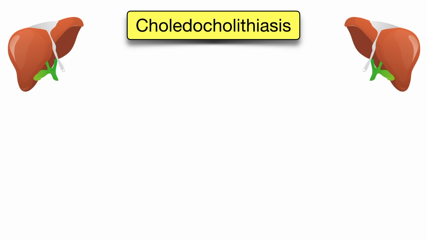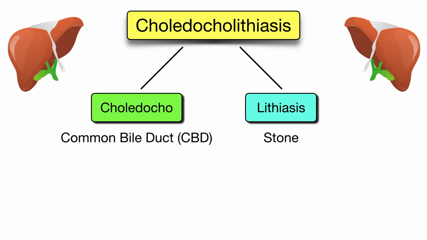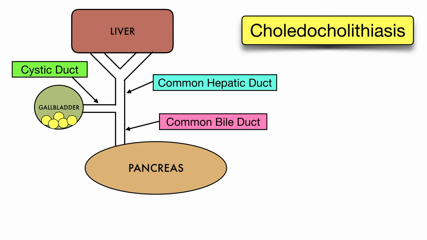We already know lithiasis means stone, but where is the stone located? We can use choledoco to find out. Choledoco refers to the common bile duct. So if we put it together, then choledocholithiasis is the presence of a gallstone in the common bile duct. You know the drill, let's go back to our diagram and visualize this.